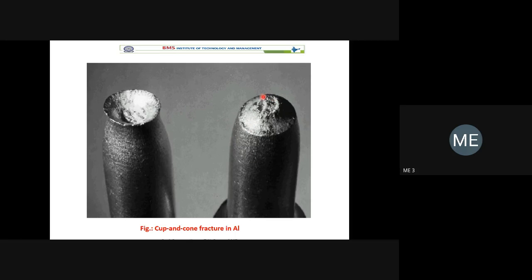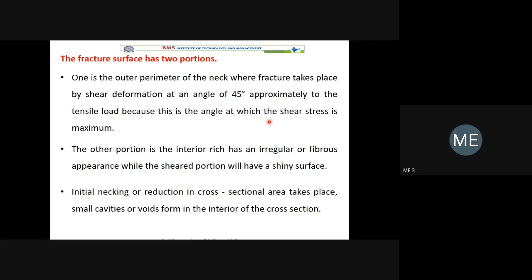Now, how much energy is required to generate a new surface? It is given by the surface energy. The surface energy is given by gamma_S. Now, gamma_S refers to the surface energy, or the energy required to create a unit surface area or new surface area.